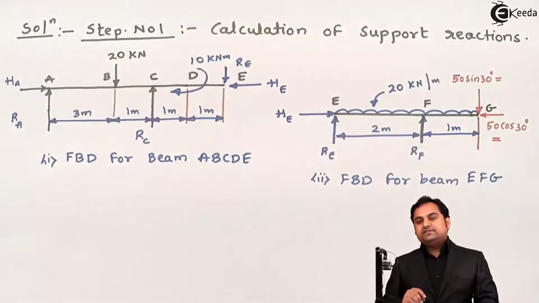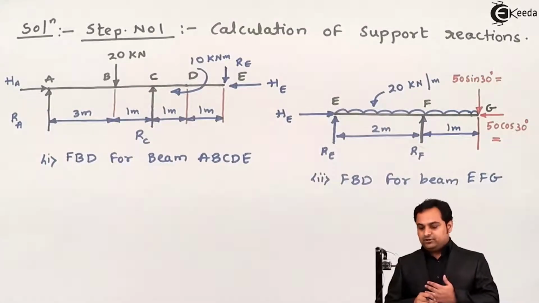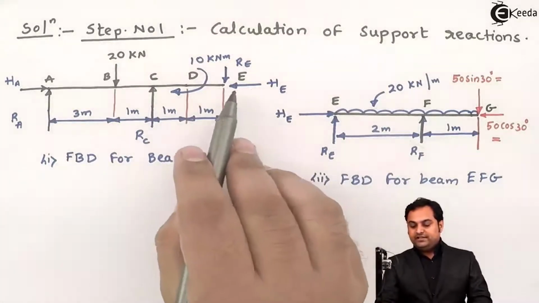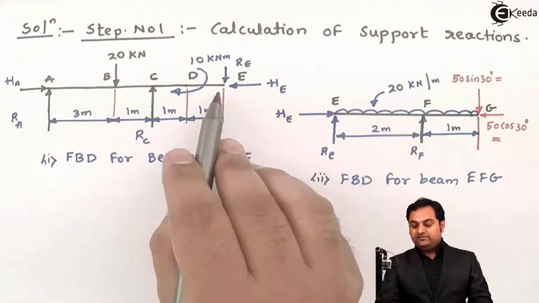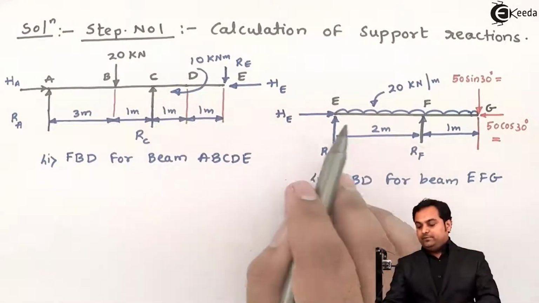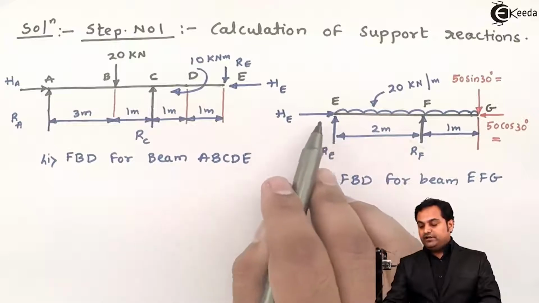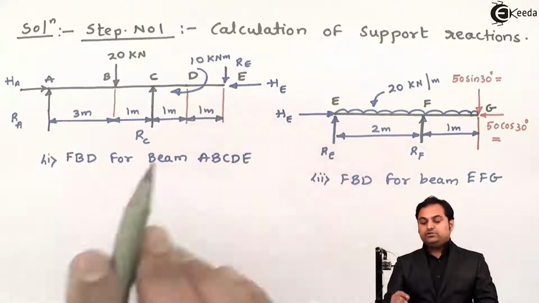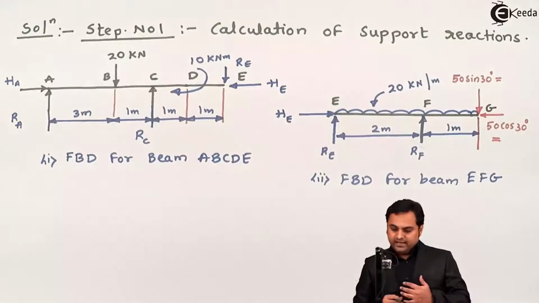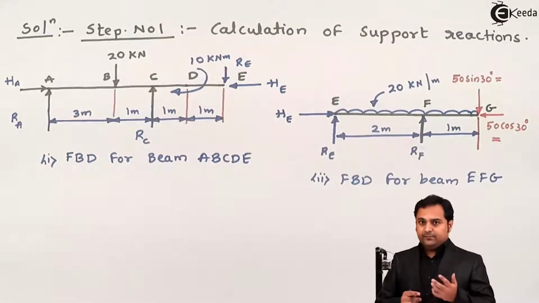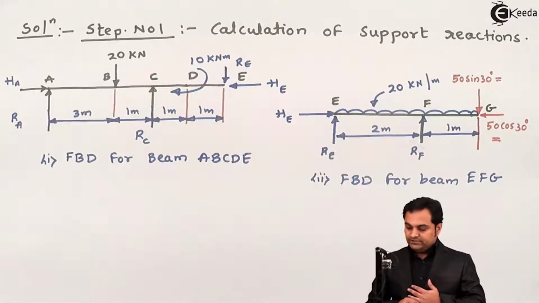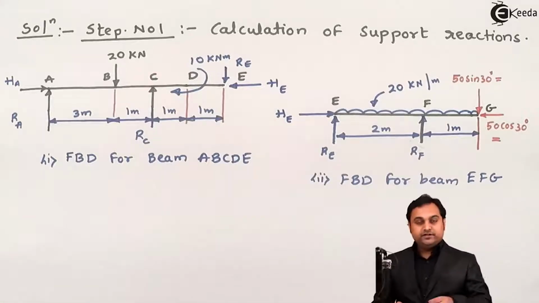Next, since it is an internal hinge, there will be a horizontal reaction also. So the horizontal reaction at E, on one part I am showing towards left, and on the other part of the beam at point E, I'll show the horizontal reaction towards right. So that again the horizontal reactions cancel out, and we don't have any reaction at point E, which is the internal hinge. So this is the way the beam should be split.